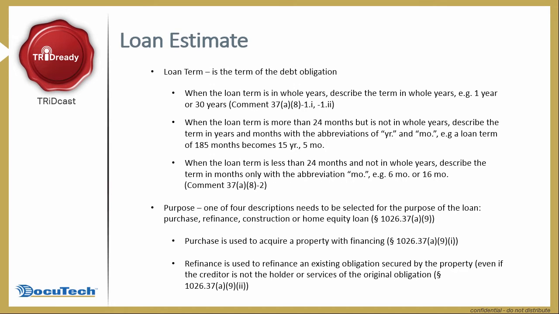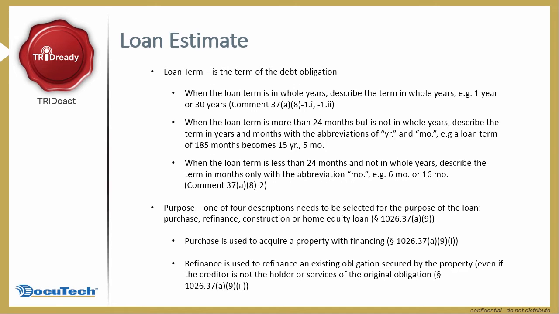However, when the loan term is more than 24 months, but it's not in whole years, you're going to describe it in years and months. So the example that's given in the commentary is if you have a loan term that's 185 months, it becomes 15 years, 5 months. And you're going to do 15 YR period, comma, 5 MO period.